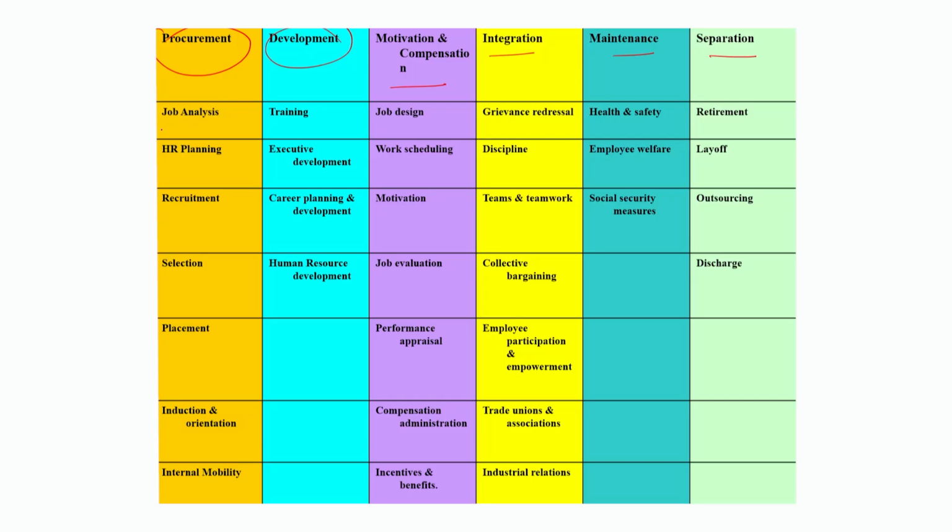Here we have components like job analysis, planning, recruitment, selection, placement, induction, orientation and internal mobility. These are all part of procuring the employees, that is taking the employees inside the organization. Then next is development. In development, we are more focused on developing the talent capabilities within the employees. We can give them executive development programs. We can send them to various technical conferences, to seminars. We can give them some hands-on training. We can give them some lecture method trainings or maybe some vestibule trainings.